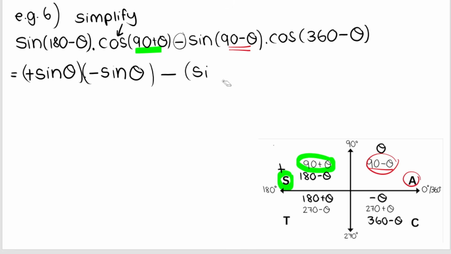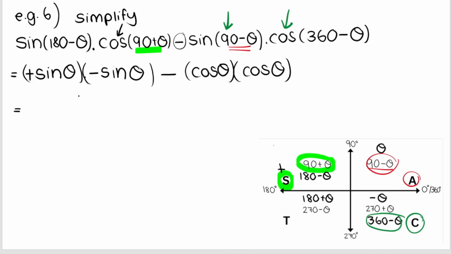Oh, not sin, you see? Be careful of working too fast because it's a 90. We have to change it from a sin to a cos, like that. And then I've got cos of 360 minus theta. That would be in this quadrant here. 360 minus, where cos is positive, and I am dealing with cos, so it's going to be positive cos theta.